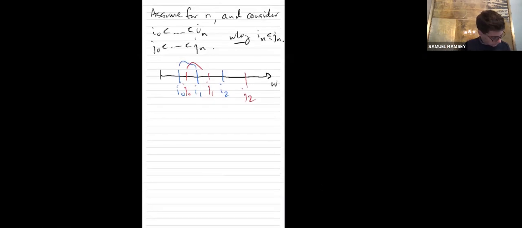Now, what we know by induction is if I look at this pair and this pair, they have the same type over A, because that's our inductive hypothesis. So now we want to prove the same thing for the triple. So let's do that. Again, by the inductive hypothesis, we know, in abbreviated form, that a_{i<n} has the same type over A as a_{j<n}.